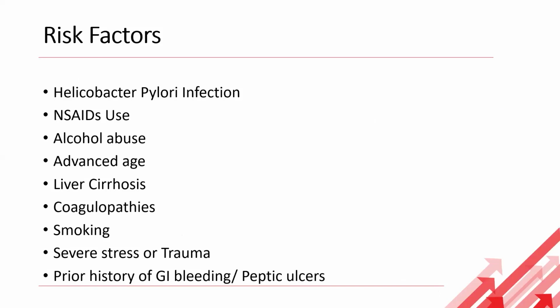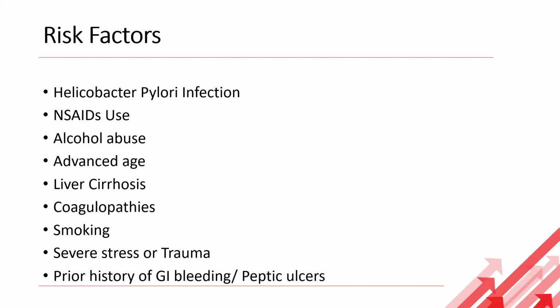Alcohol abuse, like I said, these people can be drinking a lot and then get a Mallory-Weiss tear after binge drinking. Other risk factors are advanced age and liver cirrhosis, which can lead to esophageal varices. You have coagulopathies. Smoking has also been shown to be a risk factor for upper GI bleeding. And then severe stress or trauma.